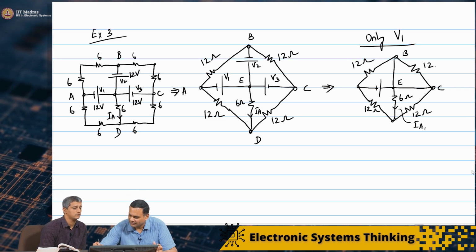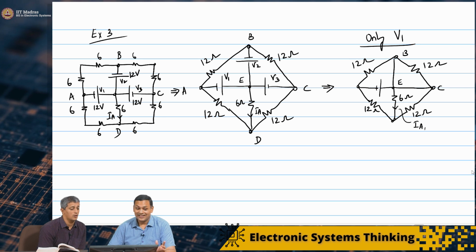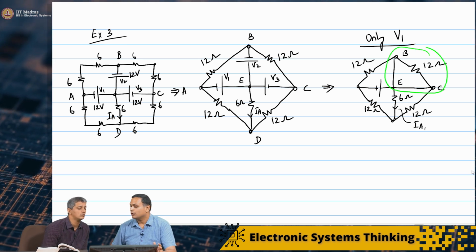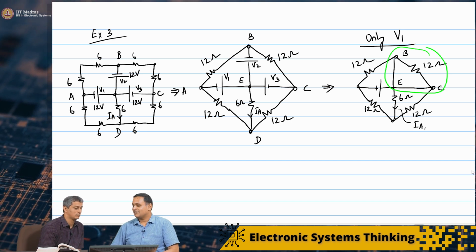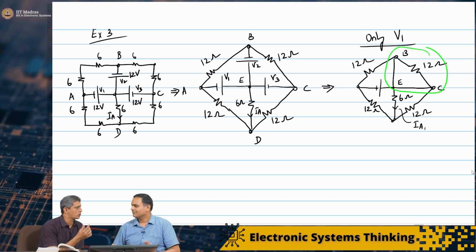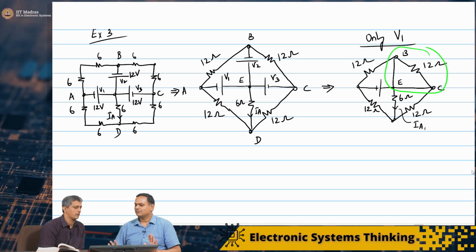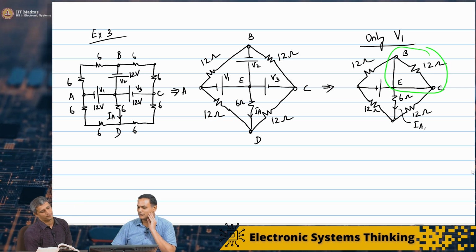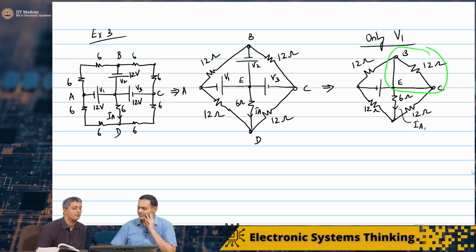Now the first thing I'm already noticing is that this portion here, I have actually shorted out that 12 ohm resistor. There is no current through that 12 ohm resistor. So it's like putting a 0 volt source across those two. The voltage is fixed, current is fixed, and therefore that's out of the picture.